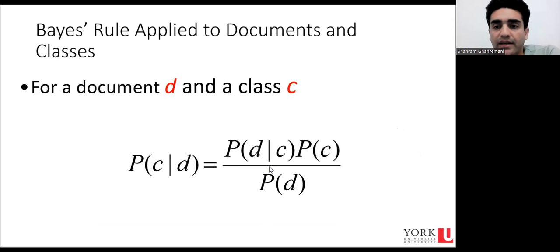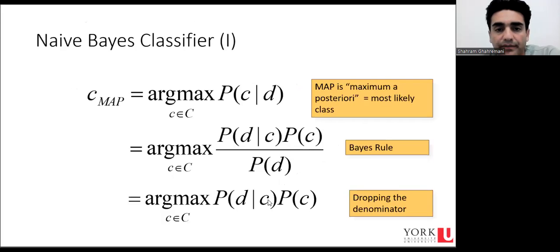In classification, we have a document D and a class C. And our goal is to compute for each class its conditional probability given a document. We're going to use this probability to pick the best class. And now, how do we compute the probability of a class given a document? By Bayes' rule, it is equal to the probability of a document given the class times the probability of the class over the probability of the document. And let's see how to use that in the classifier.